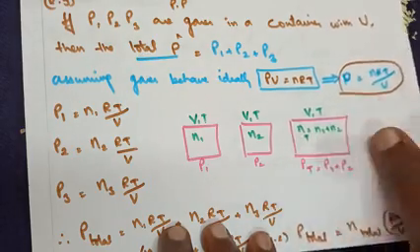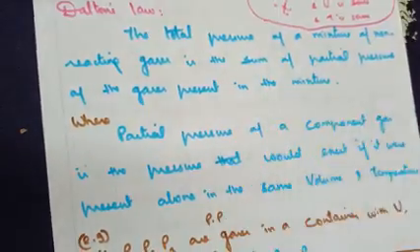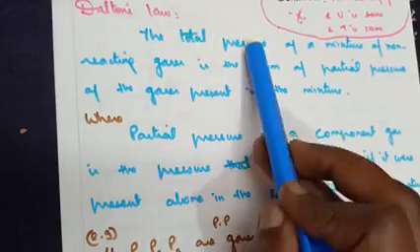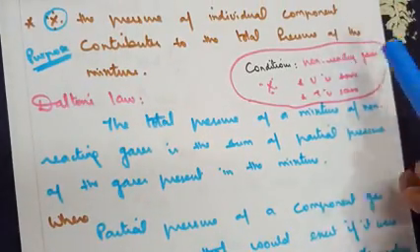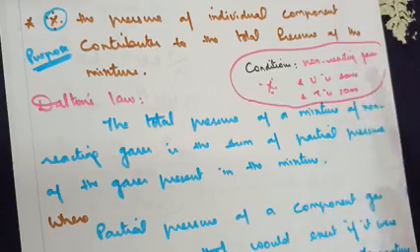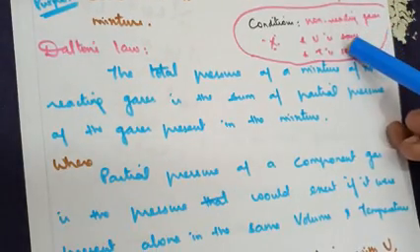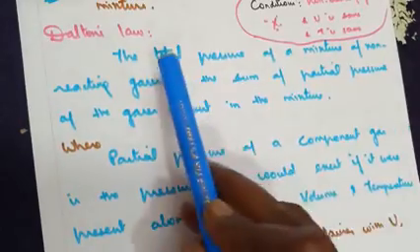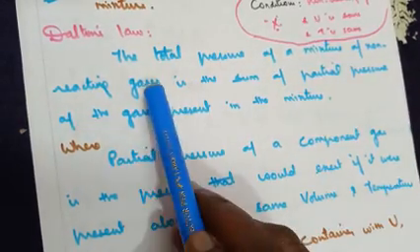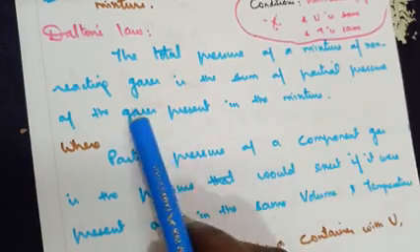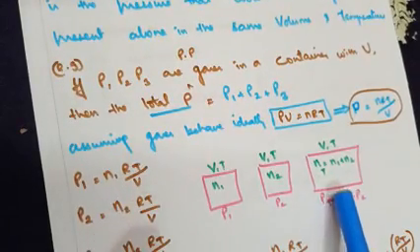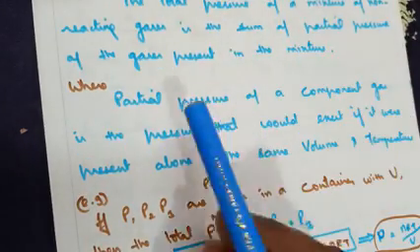So if you understand this concept, you will be able to understand the law exactly. That is, the total pressure of a mixture of non-reacting gases. The condition, as I have written, is that they should be non-reacting gases where volume is also the same and temperature is also the same here. The total pressure of a mixture of non-reacting gases is the sum of the partial pressures of the gases present in the mixture. You will understand better with this explanation, where further explanation is given.